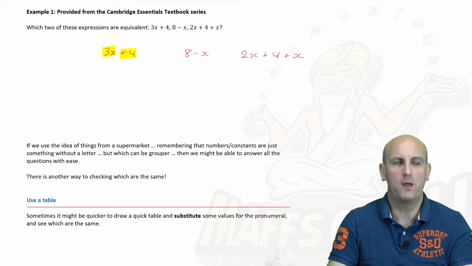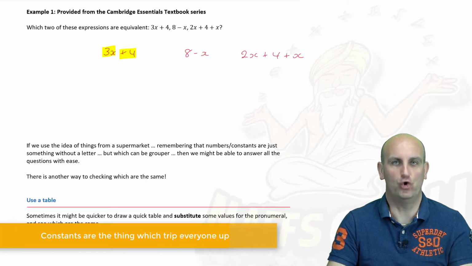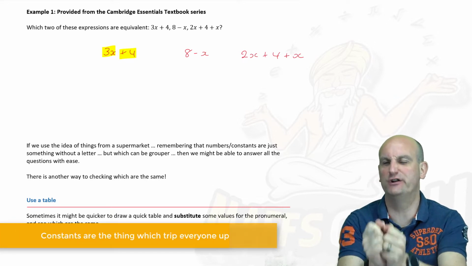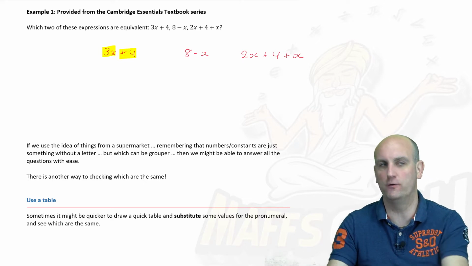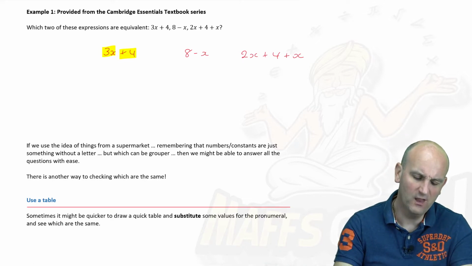Let's just have it 4. Numbers without letters are just things on their own. So I've got 3 x's and the number 4. Okay. Well, look at the x one.